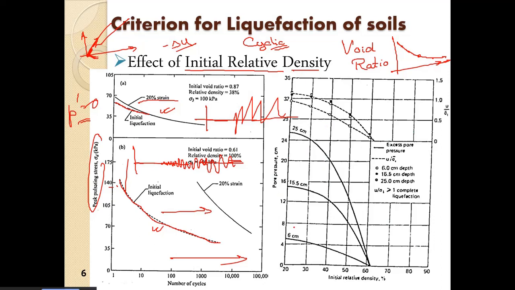So here you see pore pressure generation as well. With increase in relative density, there is a lesser amount of pore pressure generation. The pore pressure generation reduces with increase in relative density. So definitely, if the pore pressure generation is less, more numbers of cycles will be required to achieve the state of initial liquefaction.